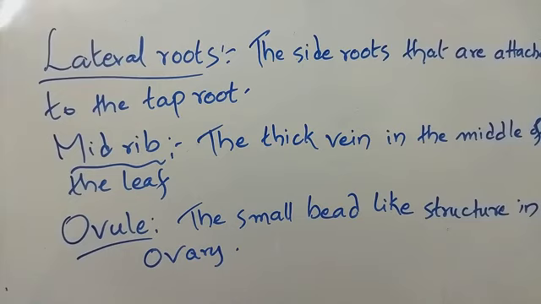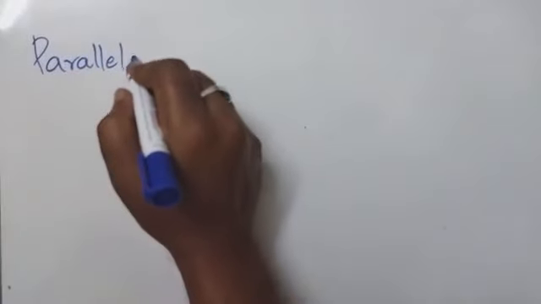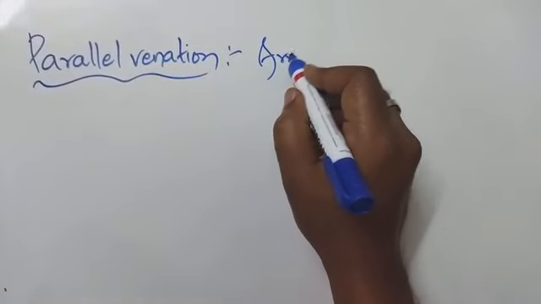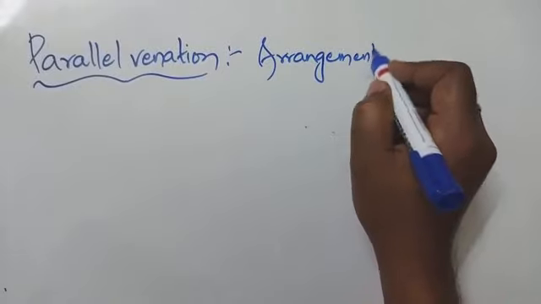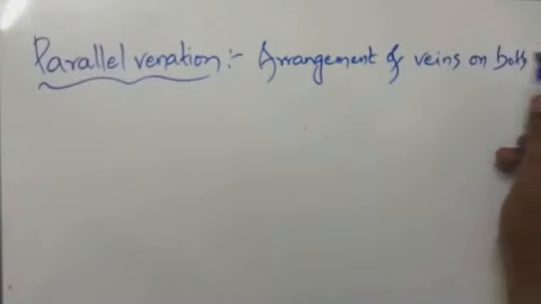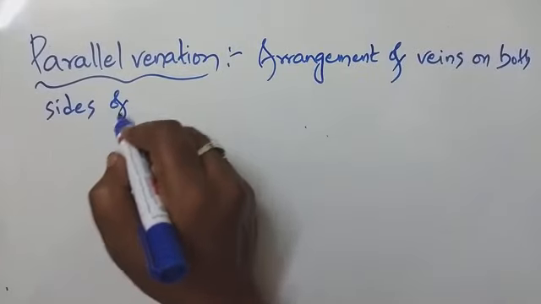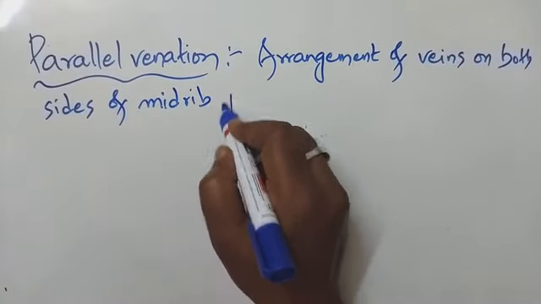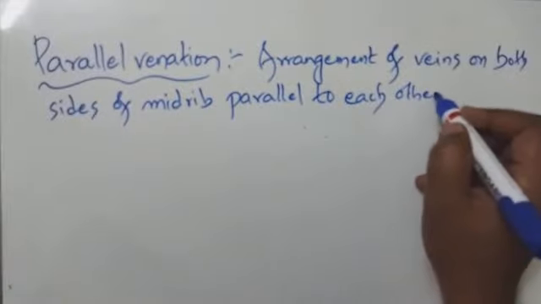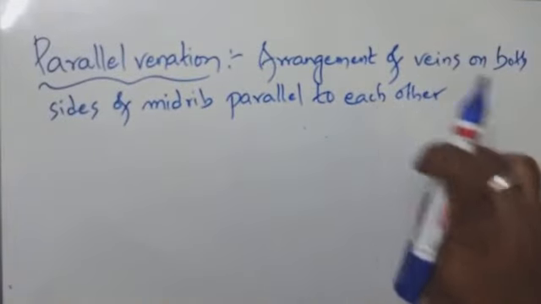Parallel venation. The arrangement of veins parallel to each other is known as parallel venation. The arrangement of veins on both sides of the midrib parallel to each other is known as parallel venation.